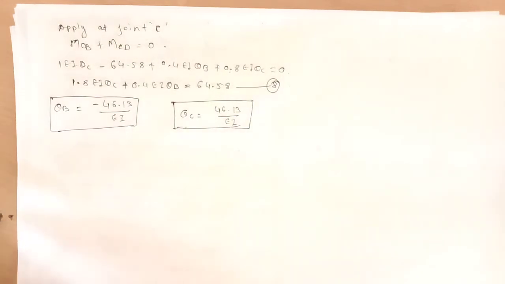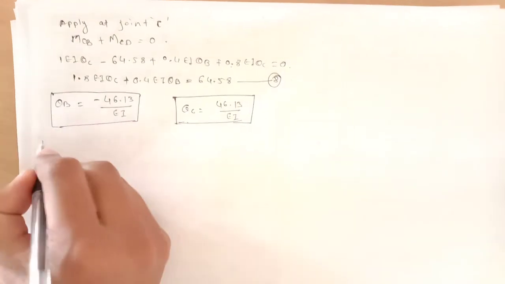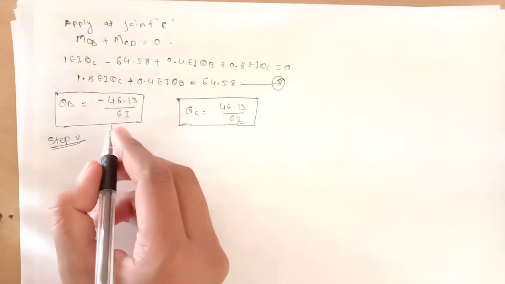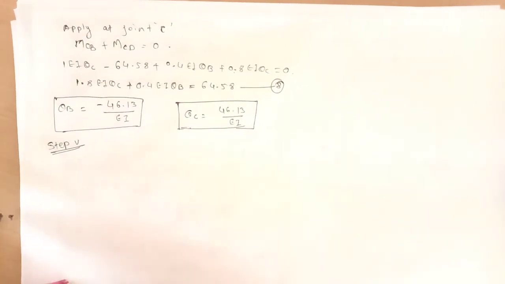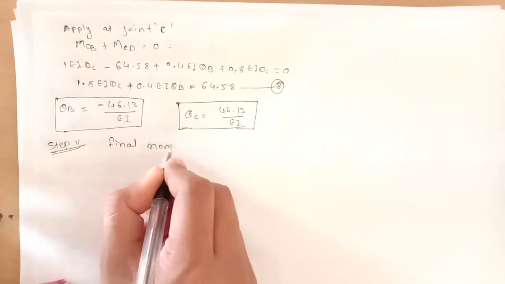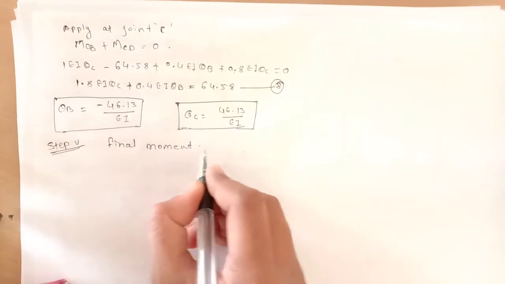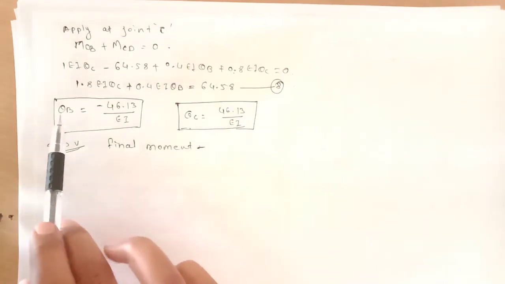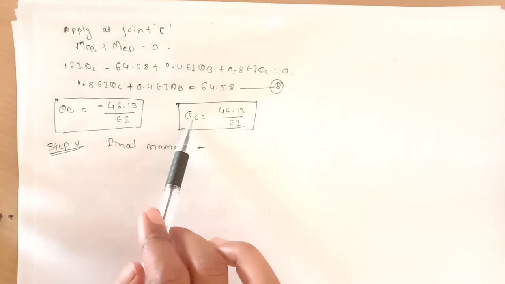Then next, step number 5, that is to find the final moments. Here put the theta B and theta C values in equations 1 to 6, then we get the end moments.